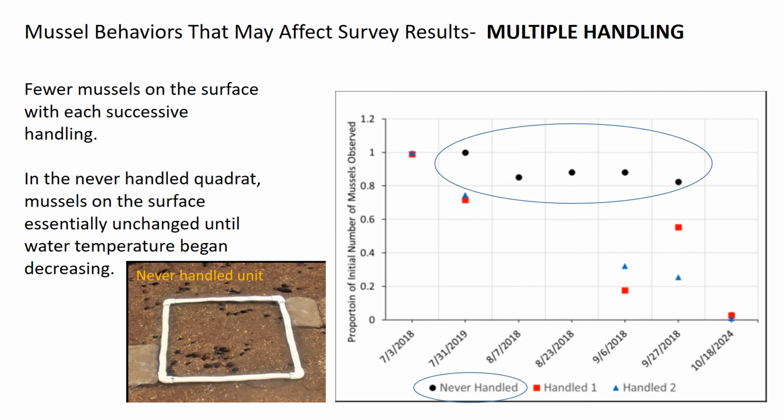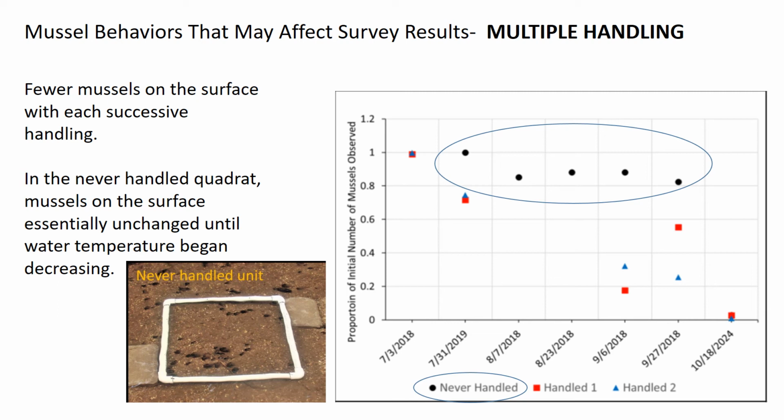This slide shows the effect of multiple handlings on the proportion of mussels on the surface within a given mussel aggregation. On the y-axis it says the proportion of initial number of mussels observed. So when we initially started out, that would be number 1. This is where we started. This was the total number of mussels.